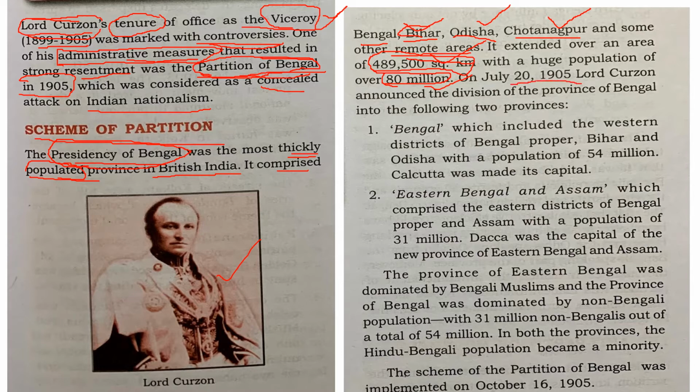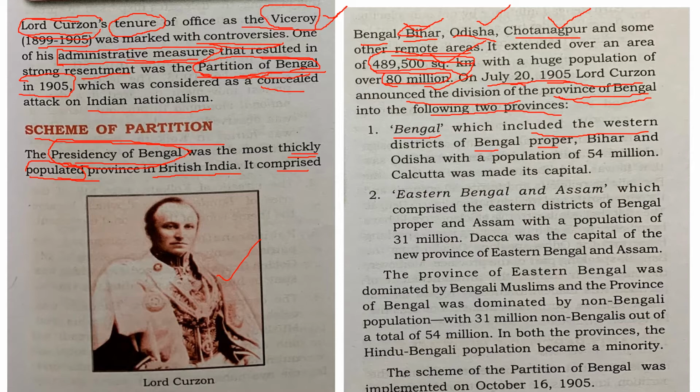And on July 20, 1905, Lord Curzon announced the division of the province of Bengal into the following two provinces. So considering all these reasons, Lord Curzon announced on July 20th, 1905, what he was proposing for the Bengal partition. So how many parts was Bengal divided into? Bengal included the western districts of Bengal proper. So he divided Bengal into two parts.